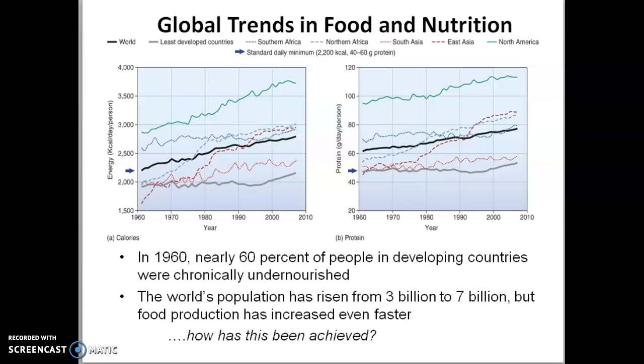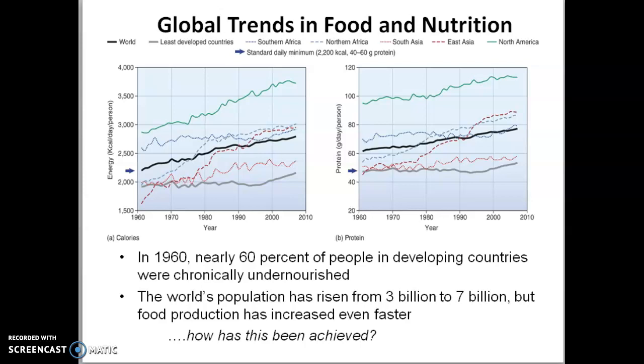However, as we saw on the map earlier, there are still some countries where there isn't enough food, and they are shown in that grey bar at the bottom, the least developed countries, and in actual fact they are still not getting on average 2,200 calories per person per day, and that's been pretty much stable below that required intake since 1960. The right-hand bar shows protein consumption.